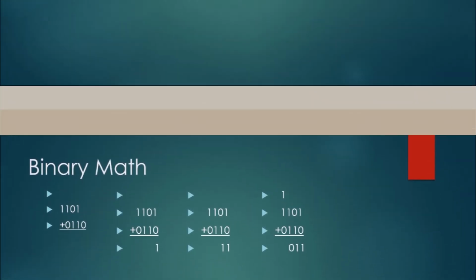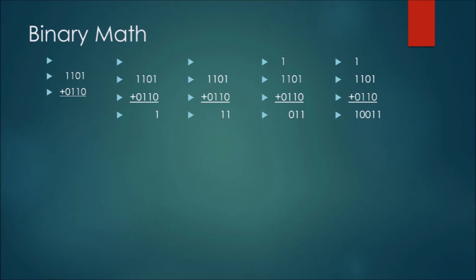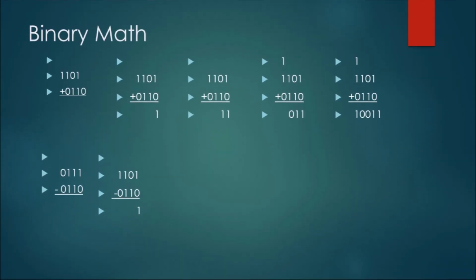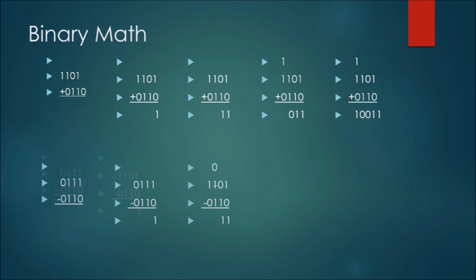In this binary addition problem, the first two columns are simple addition. We have to carry in the third column because the two 1s are added together. In our binary subtraction, we have to borrow from the third column when subtracting a 1 from a 0 in the second column.